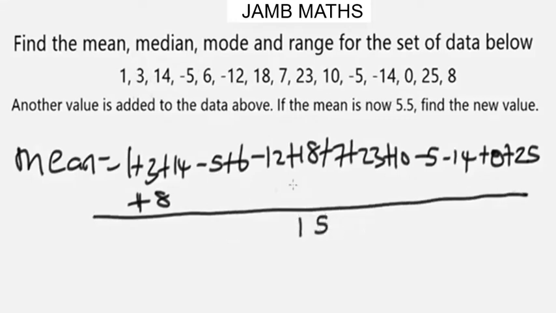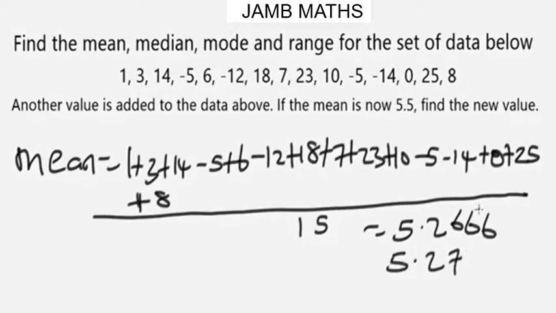Alright, so let me punch this on a calculator and see what it gives me. When you punch it, you're going to have 5.2666, with the decimal 6 repeating. Well, let's leave it at 3 significant figures. So that will be 5.27, since the 6 rounds the previous digit up. Alright, so this will be the mean for this data.